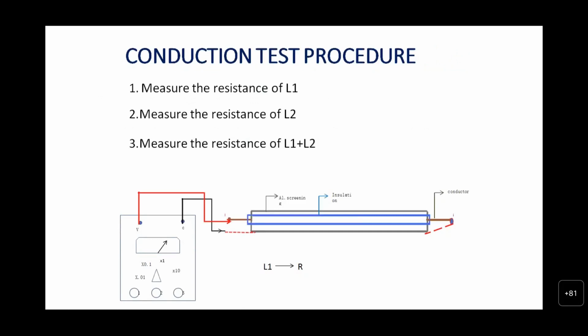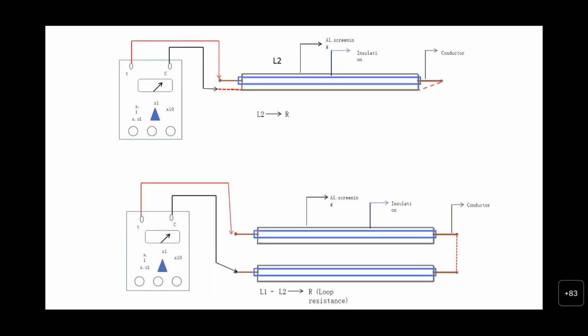I hope I'll continue. The measurement of the resistance of limb 1, measurement of resistance of limb 2, and measurement of the resistance of limb 1 and limb 2. This has been conducted by using a multimeter, connecting one end at a conductor, and the other end a loop will be made to the armor, and the resistance value will be taken. Similarly, for conductor 2 also the loop resistance will be taken, and third one is between the conductors, loop resistance will be measured.